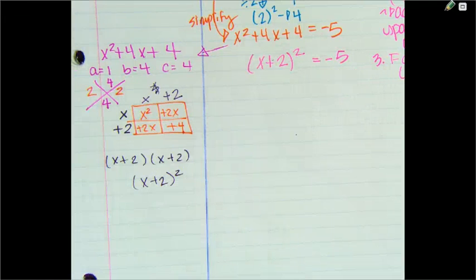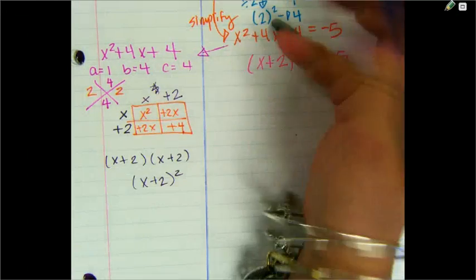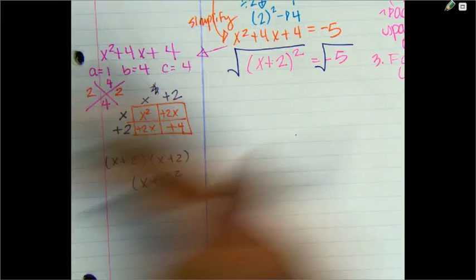Okay, over here, how do I get rid of a squared? Divide is not how you get rid of a squared. What does it mean to be squared? Square root is the inverse of squared. Square root.